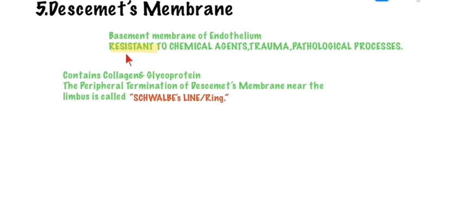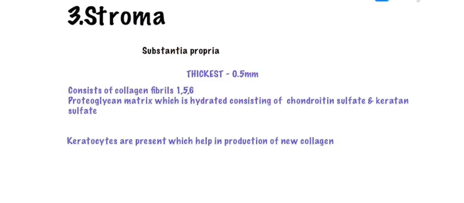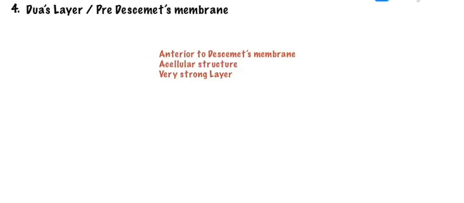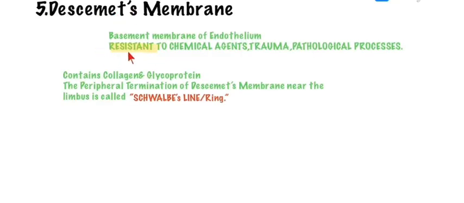And what you have got to know here is that this layer is very resistant to chemical agents and pathological processes that may occur in the eye. So stroma, thickest; Dua's, strongest; Descemet's, resistant. This is a resistant layer in the cornea. It also contains collagen and glycoprotein. And where does Descemet's membrane end? It ends at the limbus. The peripheral termination of Descemet's membrane near the limbus is called Schwalbe's ring.